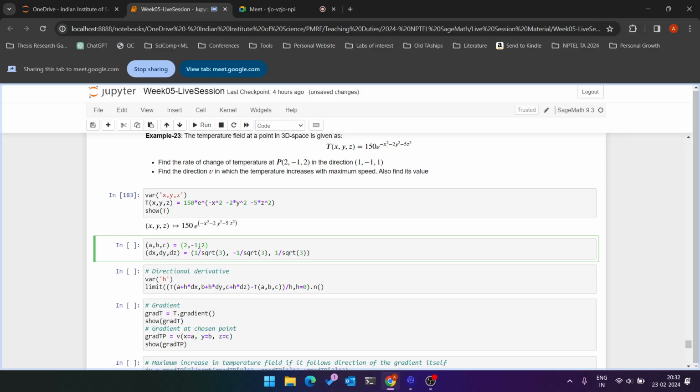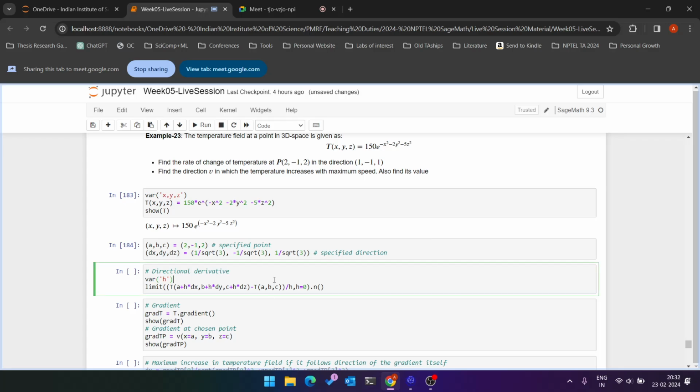Our specified point is 2, minus 1, 2. So this is my specified point, and my specified direction is 1, minus 1, 1. The direction needs to be a unit vector, so we are dividing it by square root of 3, since 1 square plus 1 square plus 1 square is 3. Right. So far, so good.